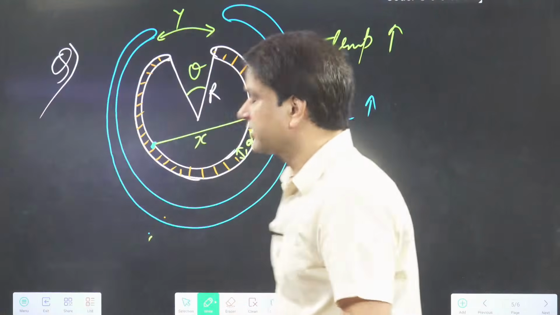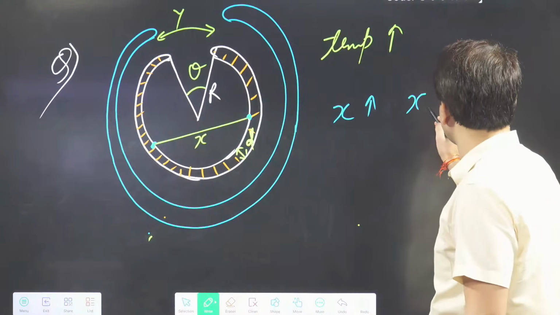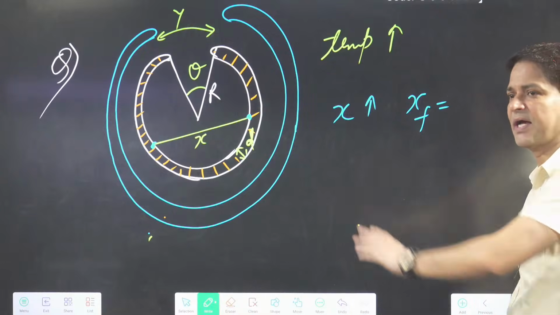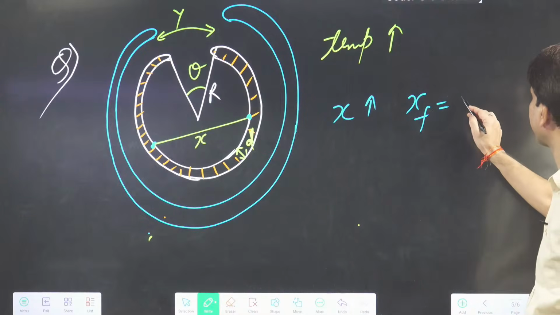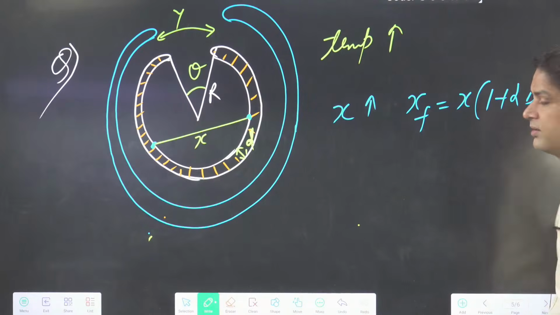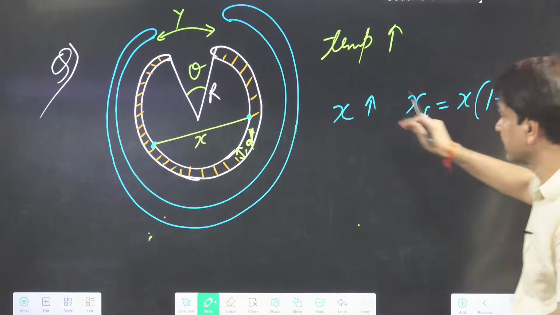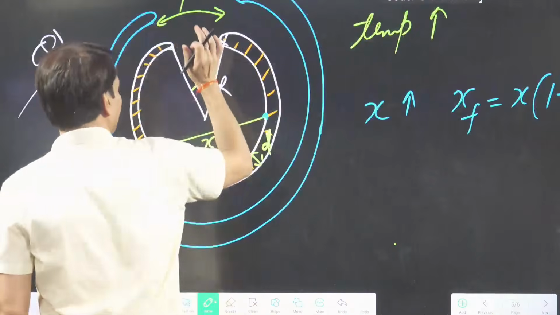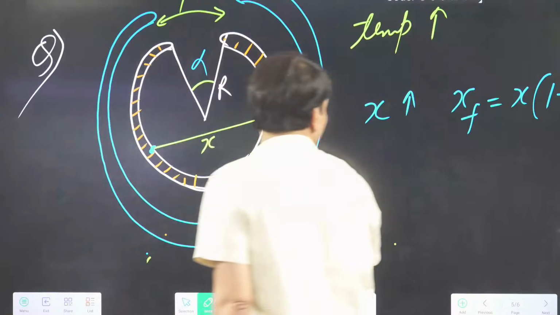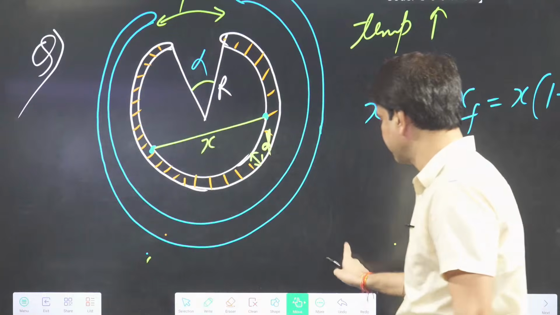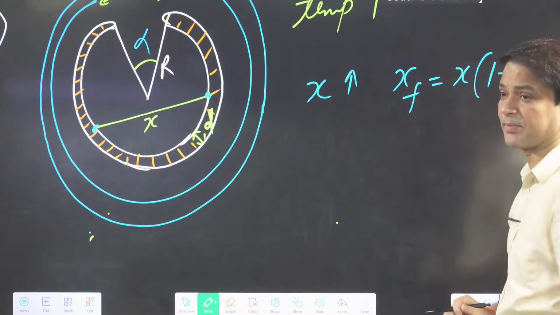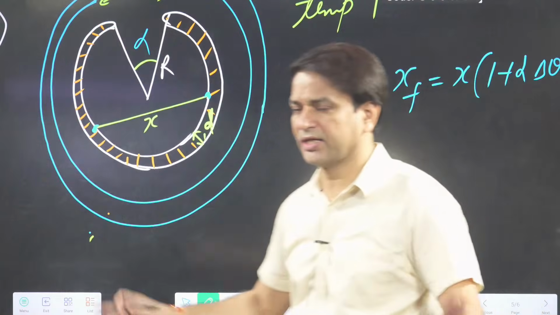Suppose I am saying what is the final value of X. So X final, I can say what? X is the linear distance, so for any linear distance I can apply the linear expansion formula. So X final, I can say X into 1 plus alpha delta theta. Here delta theta is the temperature change, and I am taking alpha for the expansion coefficient, otherwise you will get confused between temperature and angle. So X will increase according to the linear expansion.